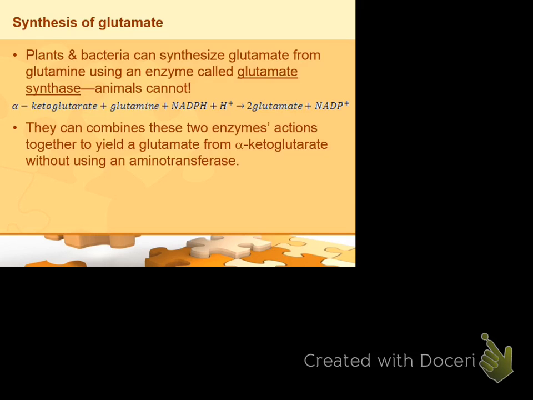Okay. Now, plants and bacteria can synthesize glutamate from glutamine using an enzyme called glutamate synthase, but we cannot. Okay, and so this one, if you notice, since it's a synthase, it does not require ATP. It utilizes our good friend alpha-ketoglutarate. And so we have an alpha-ketoglutarate and a glutamine, and you get two regular glutamates at the expense of an NADPH. Okay.